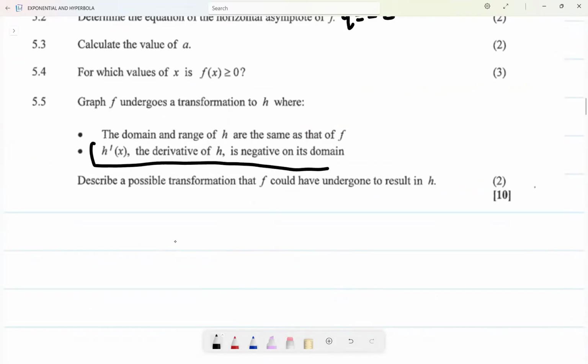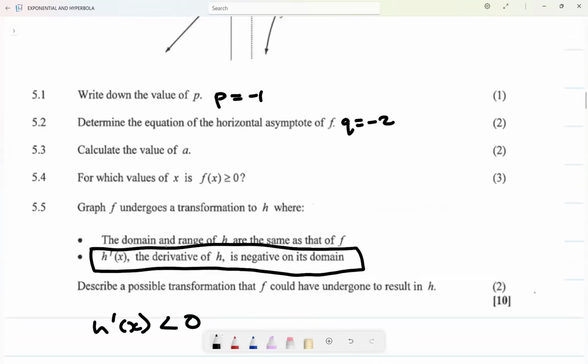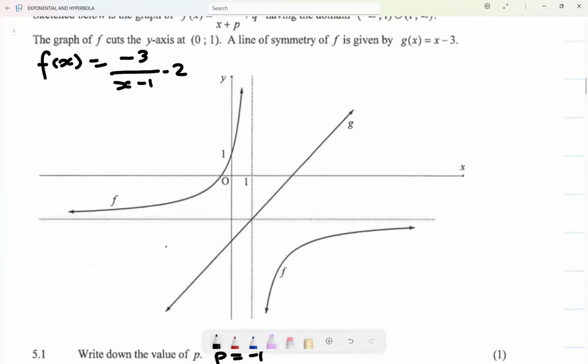H prime of X, the derivative of H, is negative on its domain. So for H of X to be negative, it means now it is decreasing. So H prime of X is less than 0 on its domain. On its domain, F has a positive gradient because it is increasing. Also here, its gradient is positive because it is increasing. But I'm told that H on its domain is decreasing. So it is now like this.